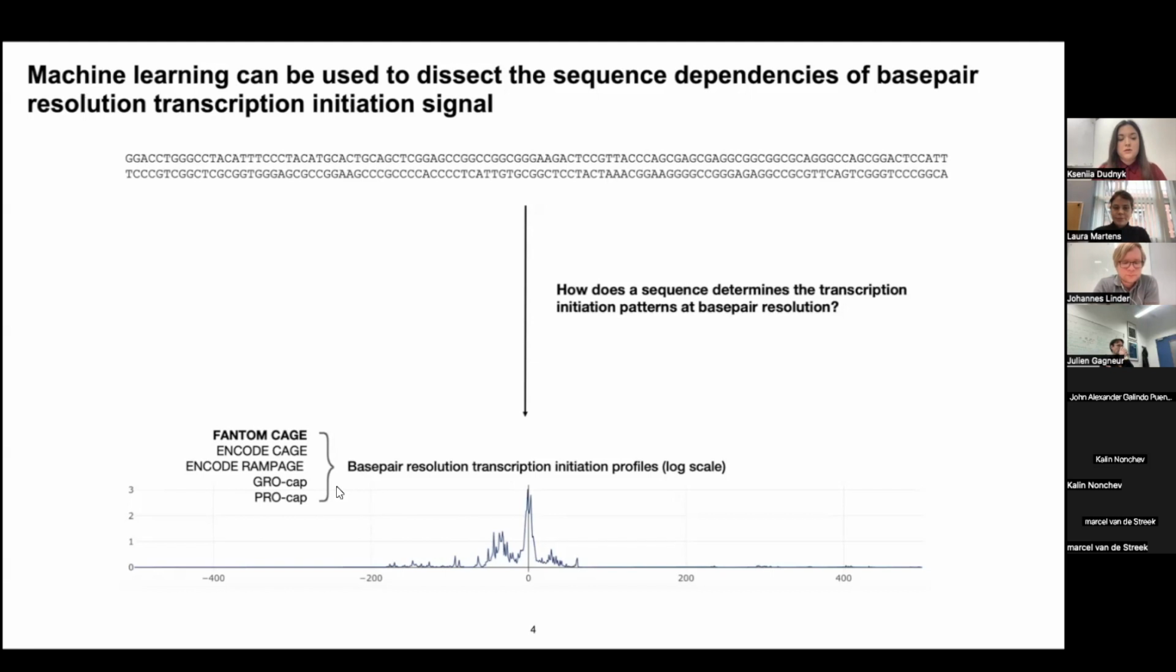We used 5 transcription initiation maps, the maps with the highest coverage. They were measured with 5 different techniques. The main difference between these techniques is that CAGE, Phantom CAGE, ENCODE CAGE, and ENCODE RAMPAGE measure mature transcripts, and GRO-cap measures transcription initiation at the nascent level. So we can use the model to study the mechanism of transcription initiation for mature transcripts, but also at the nascent level.